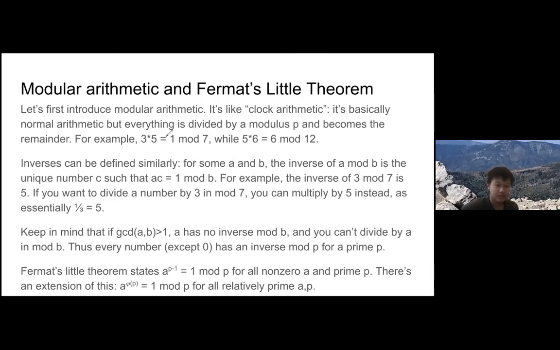Now, how do you divide by numbers in modular arithmetic? Well, you have an inverse. The inverse of A is a number such that when you multiply it by A, you get 1. So for example, 3 times 5 is 1 mod 7 as shown above. So 3 and 5 are inverses mod 7. If you want to take, say, 4 over 3 mod 7, that's equivalent to 4 times 5 because it's 4 times 1 over 3. And this would equal 6.